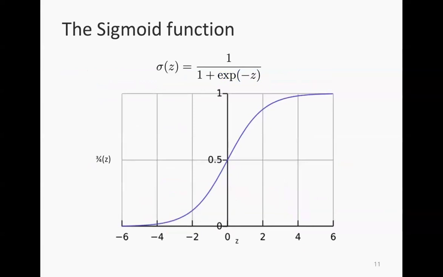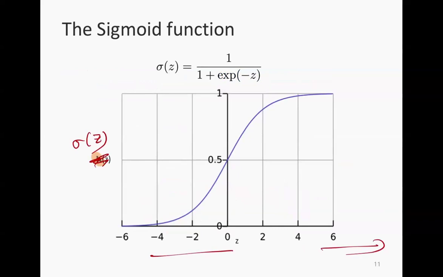No, this should be sigmoid. So it's an S-shaped curve. It squashes the function, and for all practical purposes, when z is really small, it's practically 0. When z is really large, practically 1.